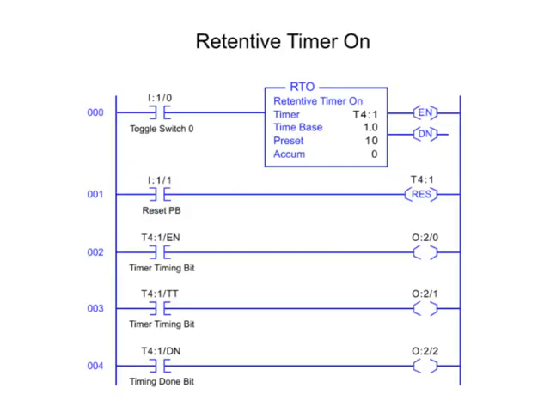For applications requiring the accumulated time to be retained if there were a system fault or the run condition goes false, a retentive timer on is used. The retentive timer on is enabled and begins timing when the input conditions are true.